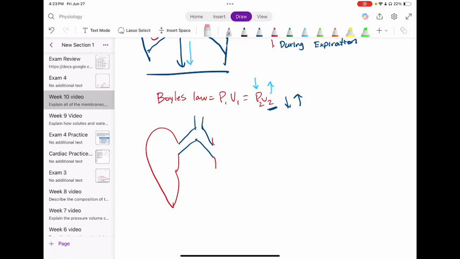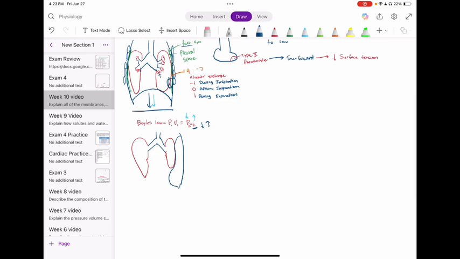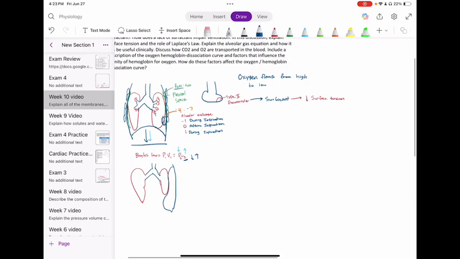So once we have that lower volume and higher pressure, we have a smaller lung, causing us to have a big pocket of air, not allowing that lung to work properly.